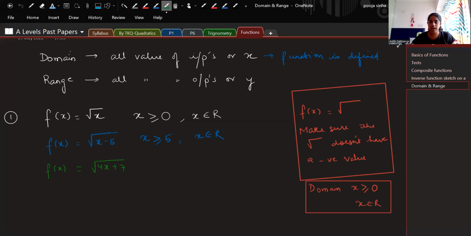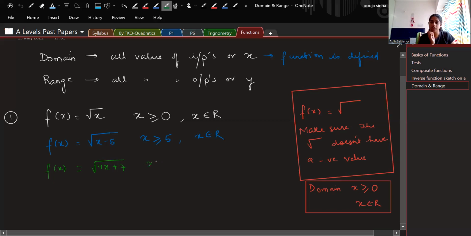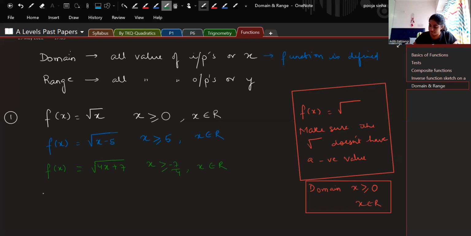So will it be x is equal to 7 upon 4 in this case? Is it 7 upon 4 or minus 7 upon 4? Minus. x is greater than or equal to minus 7 upon 4 and x is an element of R, correct? Yeah. So whatever we are defining, all of these are domains, right?